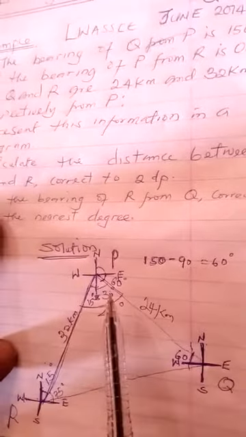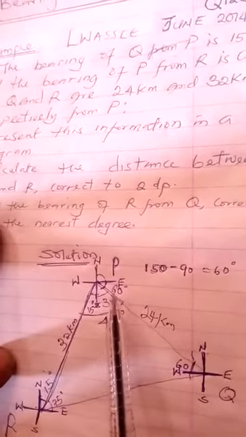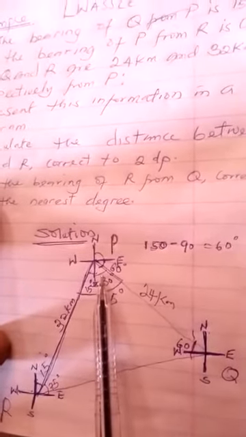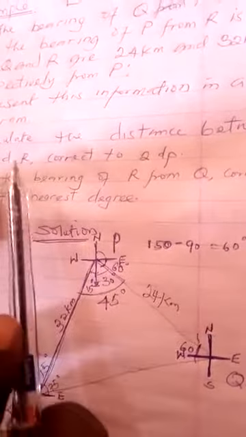And I mentioned the last time that we need to complete each quadrant. 60 minus 90 will give us this 30. So we are through with the first statement. Second statement now.